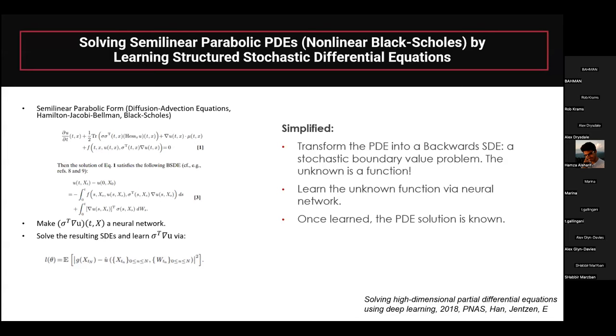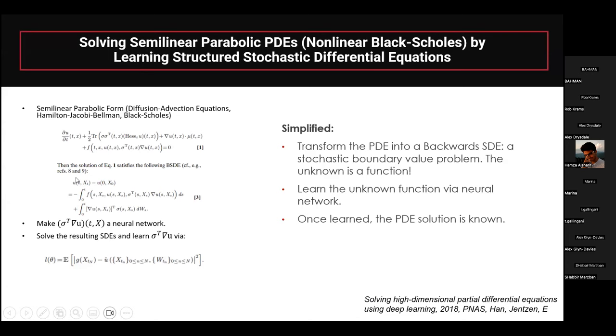I think one of the cases that is really interesting in this respect is this example, solving high dimensional partial differential equations using deep learning by Han, Jentzen and E, right? What they were looking at is, I want to solve these kinds of semi-linear parabolic forms. The way to do this is you can use a relationship between stochastic differential equations and PDEs, in particular, the backwards SDE. You can actually represent the solution to this PDE by the solution of a backwards SDE.